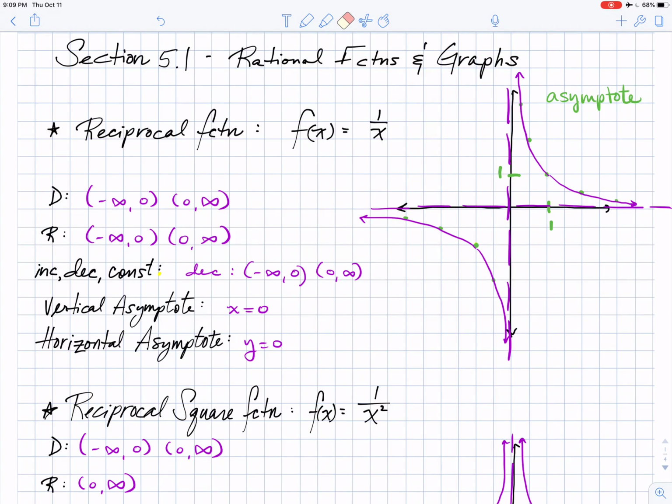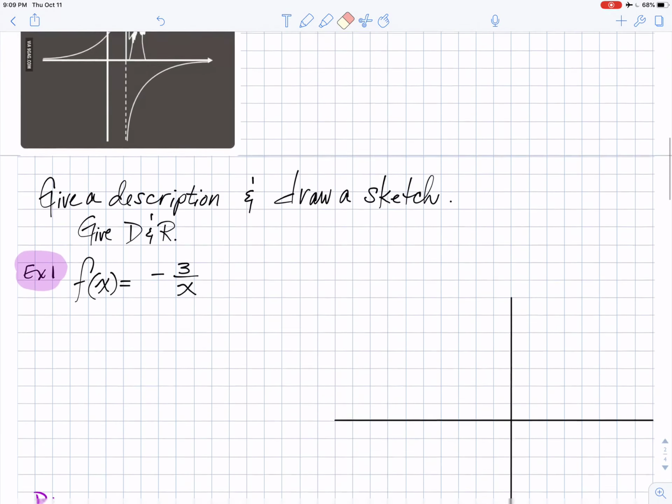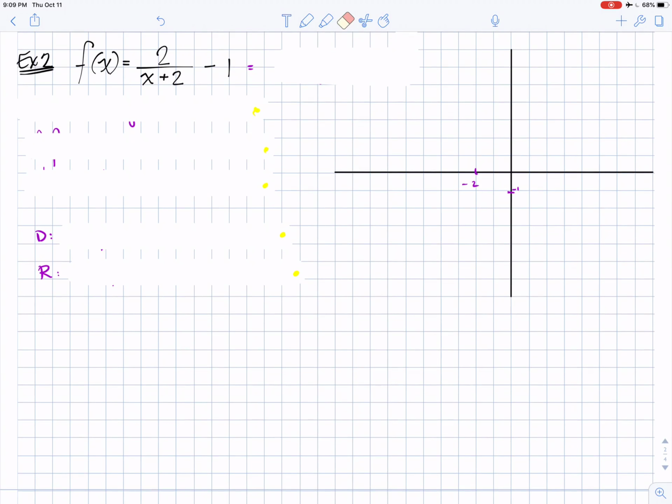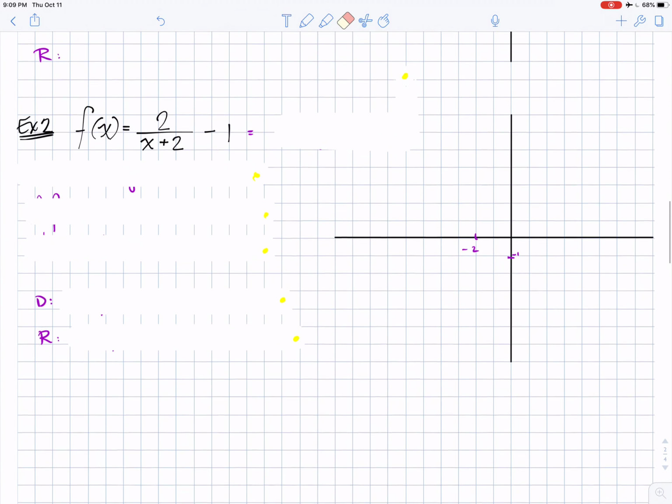Hey folks, so we are continuing in this section with an example dealing with rational functions and their graphs. So if you go down please in your notes to example number 2, we'll take a look at this one and do this one together.